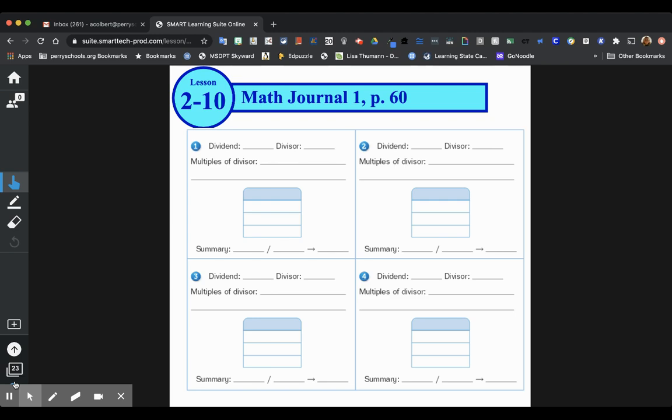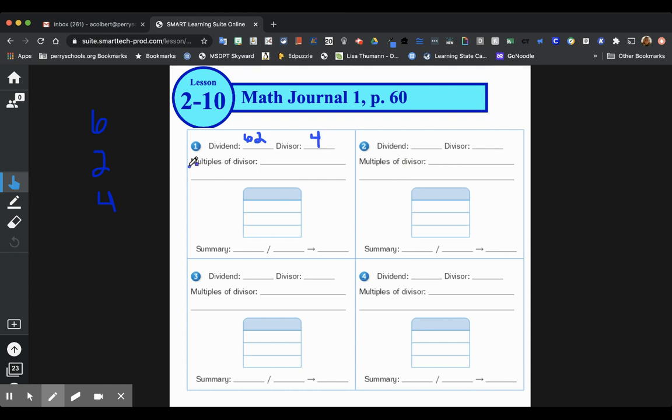So on page 60 in your journal, this is your activity for today. You're going to either use a deck of cards, or use cards that you've created on your own using numbers 1 through 9. You can make multiple, or you can just do one of each digit. Create a 2-digit dividend and a 1-digit divisor. So here's an example. I drew the cards 6, 2, and 4. So I'm going to make the dividend 62, and I'm going to make my divisor 4.